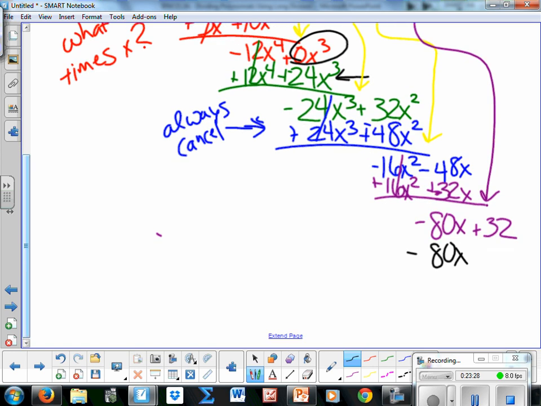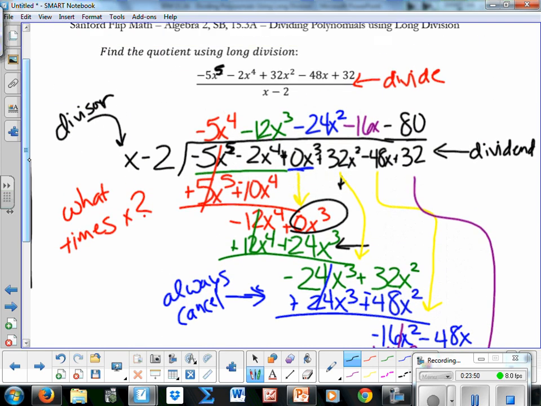is positive 160. Okay, now we're going to do opposite, opposite, add. When we add these two together, we get 128. And can x times anything give us 128? No. So here we've gotten as far as we can go. We've gotten to our remainder. So we're remembering that as 128. So we write our remainder up here with our remainder over our divisor, x minus 2.